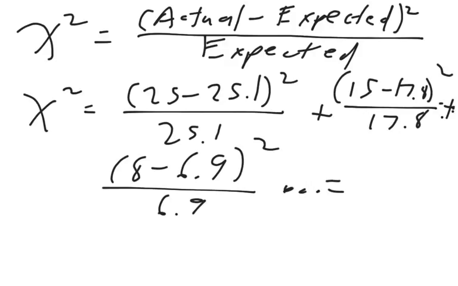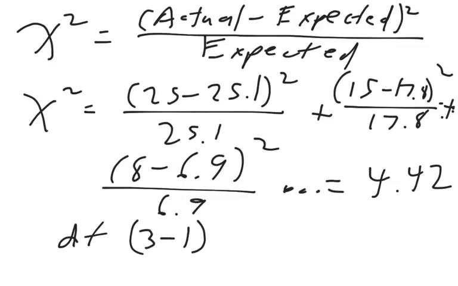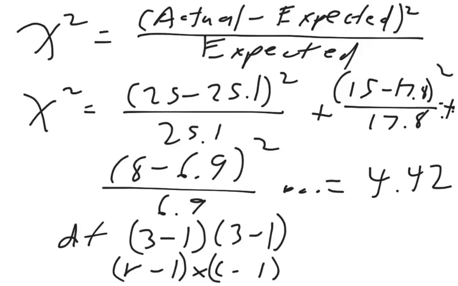And I get a total of 4.42. And I'm going to put my degrees of freedom down here, which is rows minus 1 times columns minus 1. So 3 minus 1 times 3 minus 1 turns out to be a total of 4.